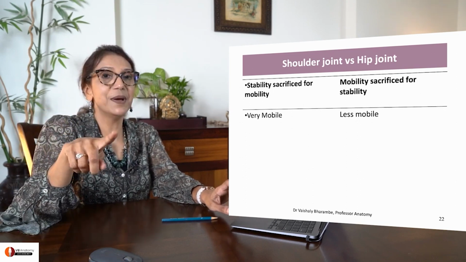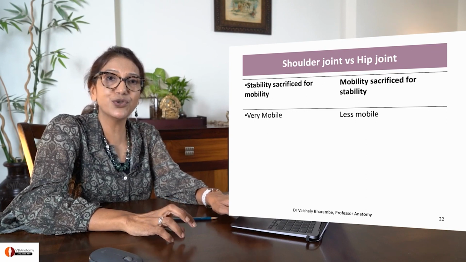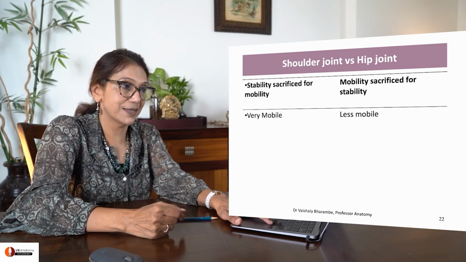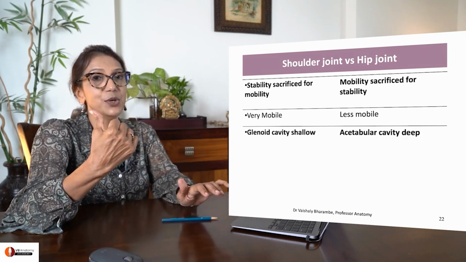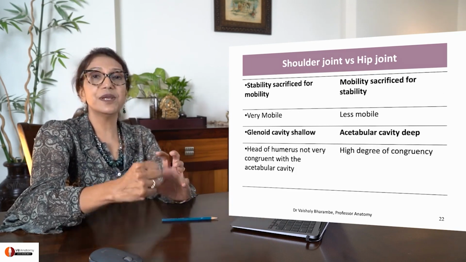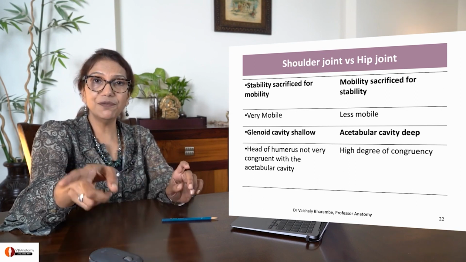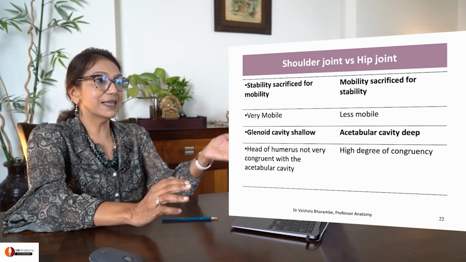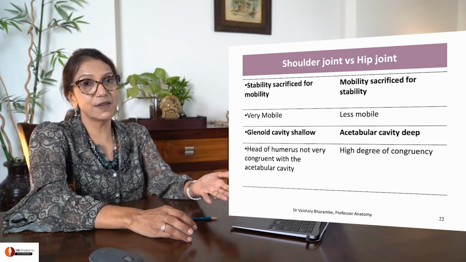The hip joint is comparatively less mobile. You really can't do everything that you can do with your shoulder. You can't do with your hip joint unless you're a gymnast. The glenoid cavity is very shallow, whereas the acetabular cavity is very nice and deep. Finally, the head of humerus is not congruent with the glenoid cavity. The head of femur is very much congruent with the acetabulum. So this is a comparison between shoulder joint and hip joint, asked in vivas very often.